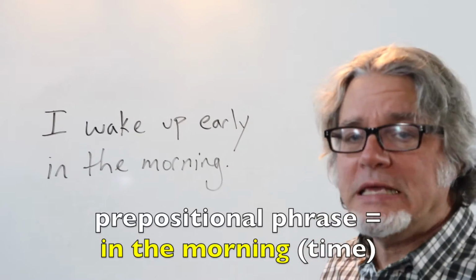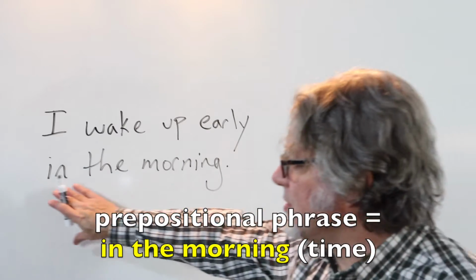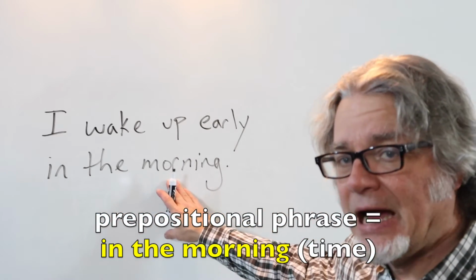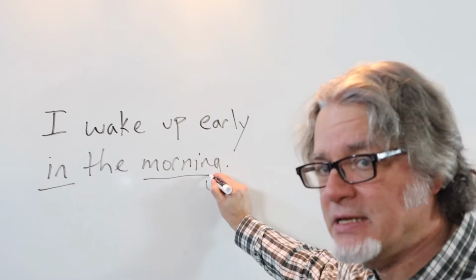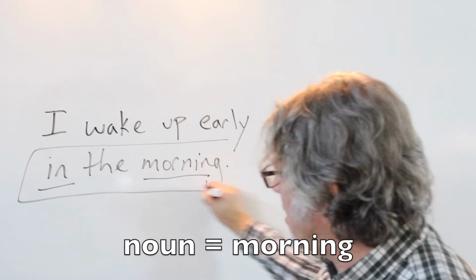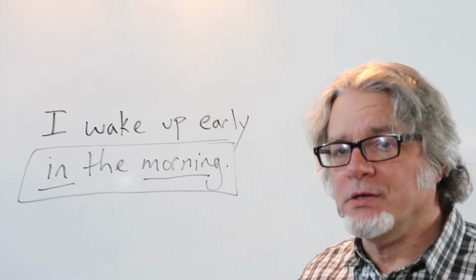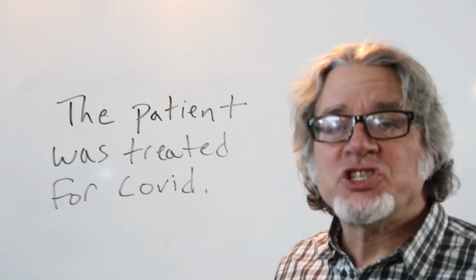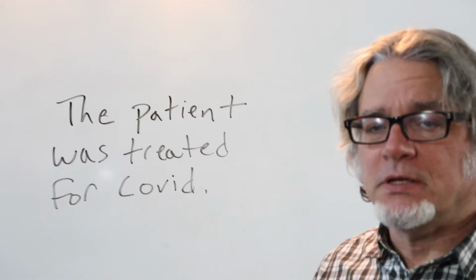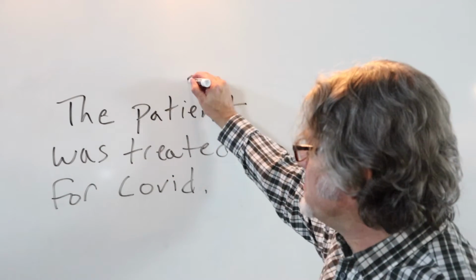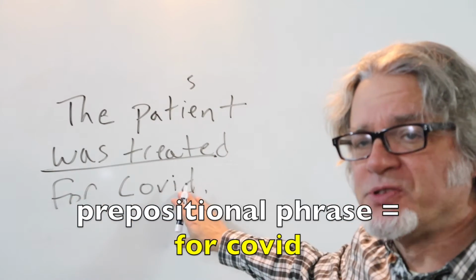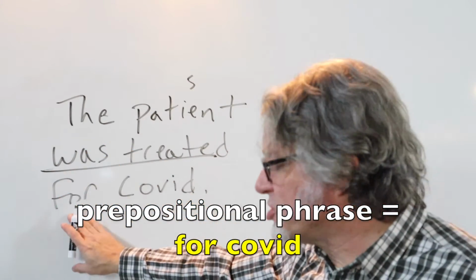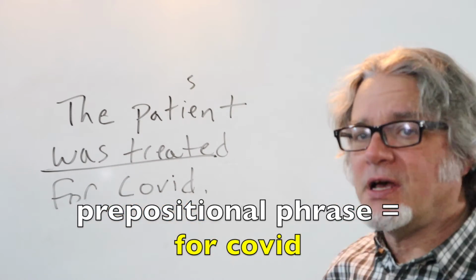I wake up early in the morning. This indicates the time. Here's the preposition, and then here is the noun forming the prepositional phrase. The patient was treated for COVID. Here's the subject, and then here's the verb, and then here is the prepositional phrase. Preposition, and then this is a noun.